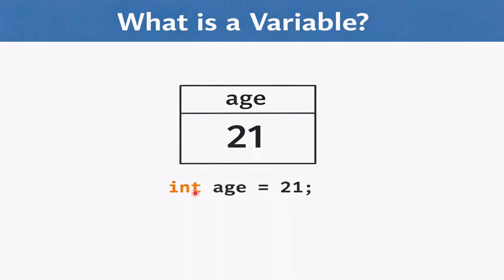So what is int? This tells Java what type of value this box can store. What is age? This is the name of the box. What is the equals sign? This means we are assigning a value. What is 21? This is the value we are storing inside the box. So whenever you see creating a variable in Java, just imagine a labeled box storing some value.